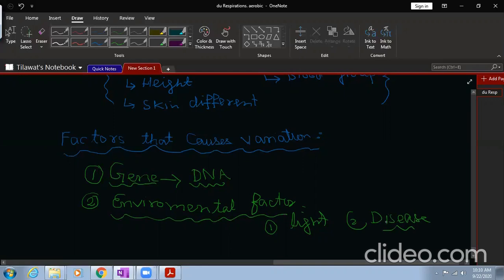If you check sickle cell anemia, why did it happen? If you check its history, red blood cells change into sickle cells because of the attack of Plasmodium, the causative agent of malaria. So disease is also one of the factors to which our genes are exposed. Nutrients, hot and cold temperature: a person living in a hot region is different from another. Sunlight, all these are environmental factors that affect our body and cause variation.